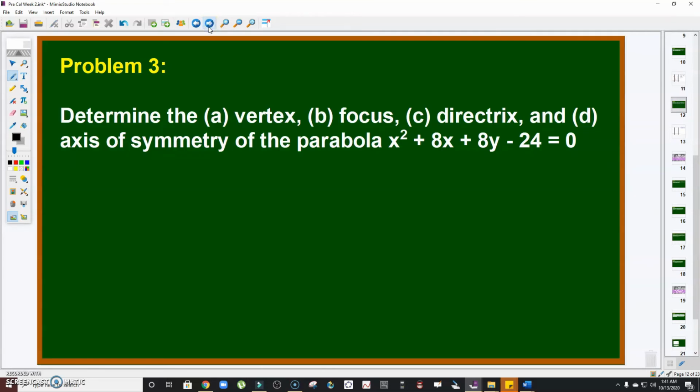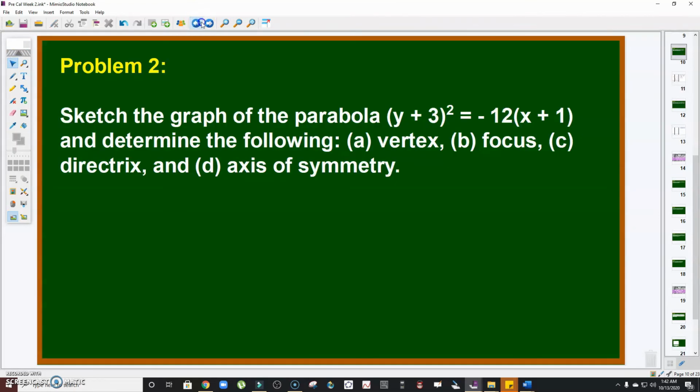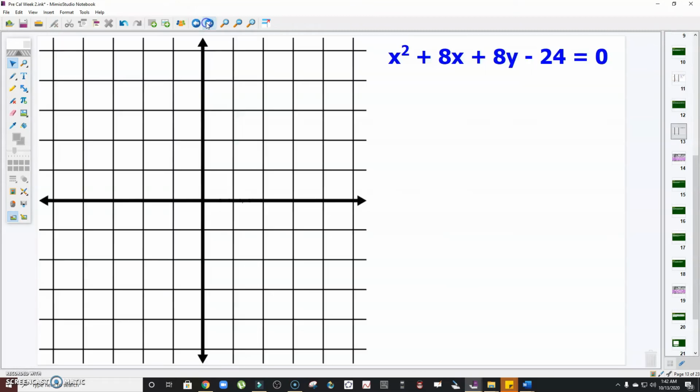Last problem for this. Again, like what we did earlier, determine the vertex, focus, directrix, and the axis of symmetry of the parabola x squared plus 8x plus 8y minus 24 equals 0. Actually, it's just like the previous one. However, this is in general form. You're familiar with the circle, right? We had the general equation and the standard equation for the circle. So, now, the given is in the general form, so our goal is to convert it into standard form. Okay? So, how are we going to do that?